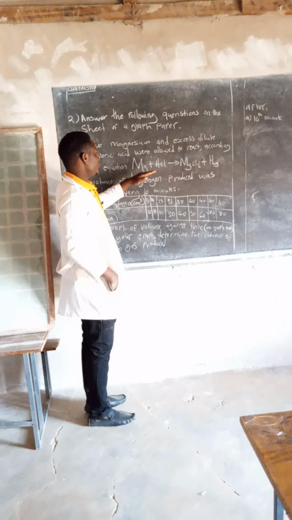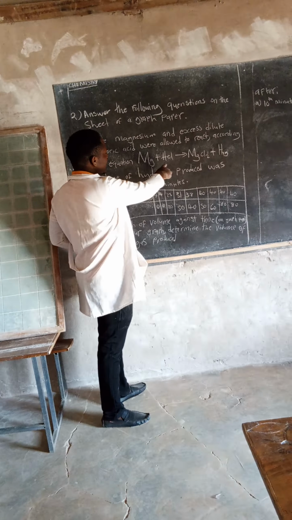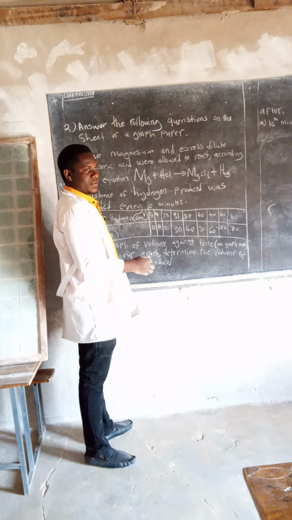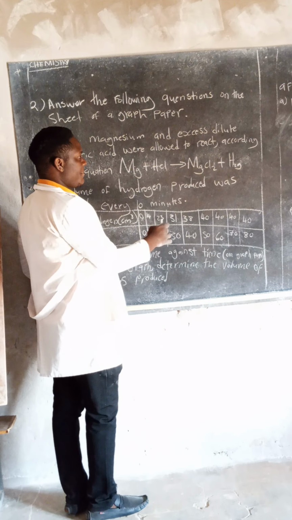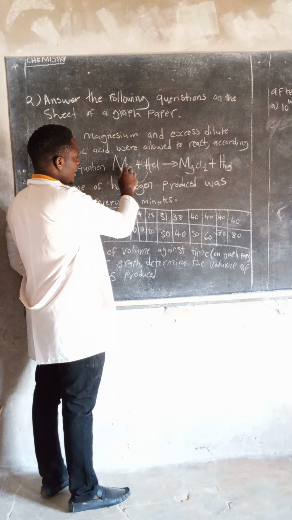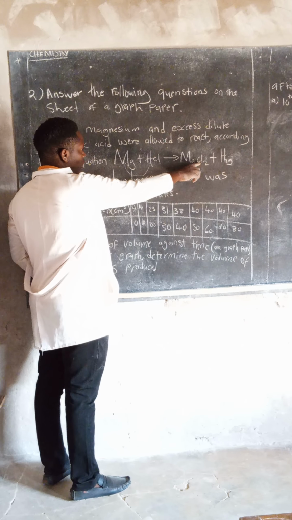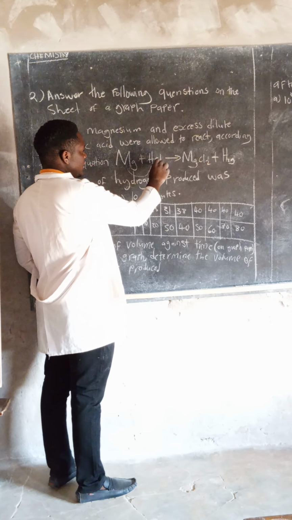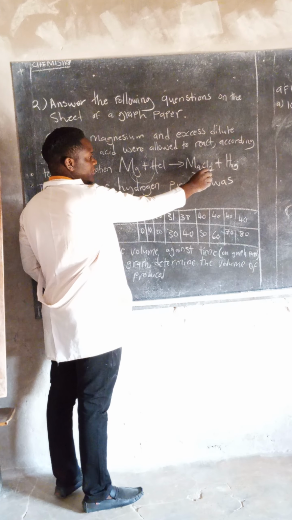So this is the equation. You have got magnesium reacting with hydrochloric acid. Now what is happening to form these products? Magnesium is more reactive than hydrogen, so it will kick away the hydrogen so that it can be with the chlorine. So it will be magnesium chloride. Then there is a 2 here.